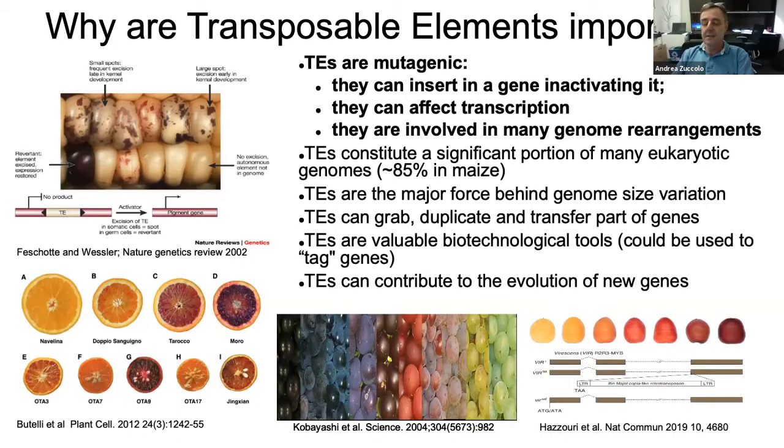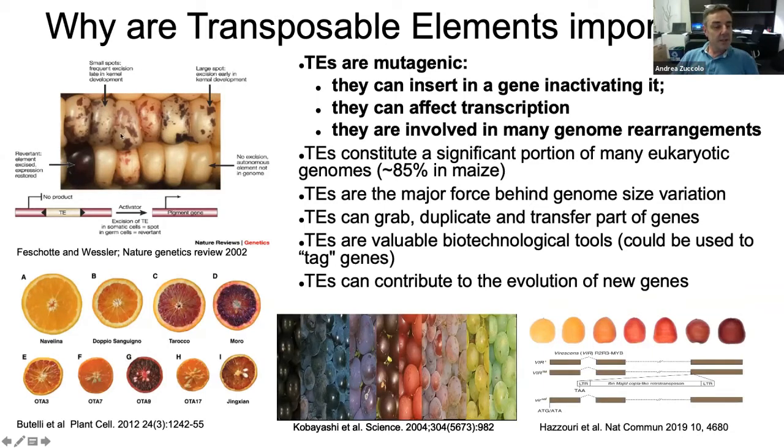For many years, TEs have been dismissed as junk DNA, and in the best scenario, they were considered a sort of oddity. And then during the years, evidence accumulated demonstrating instead that they are important players in the functioning and evolution of the genomes. And here are listed some of the most important features. They are, as you can imagine, mutagenic. They can insert into a gene, inactivating it. They can affect transcription, and they are also involved in many genome rearrangements.